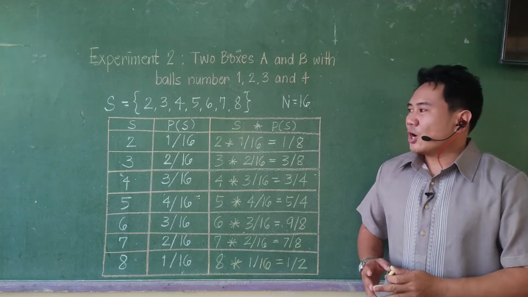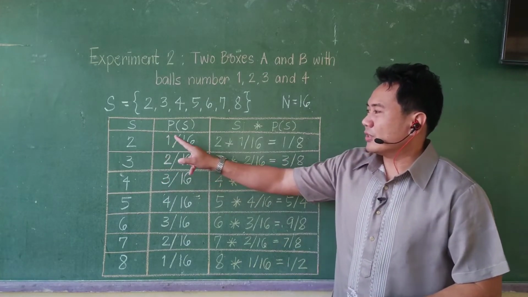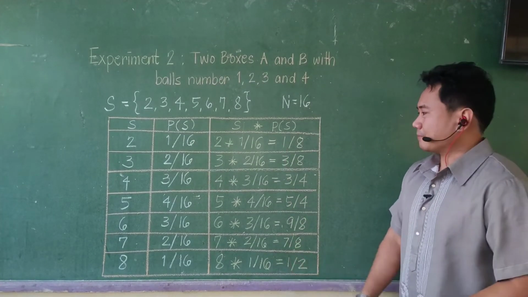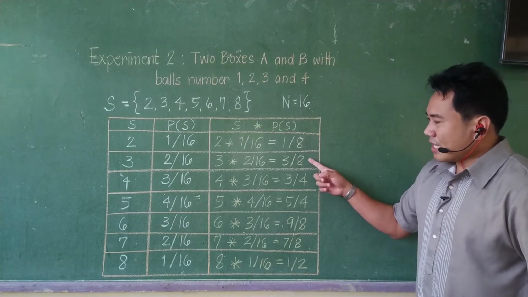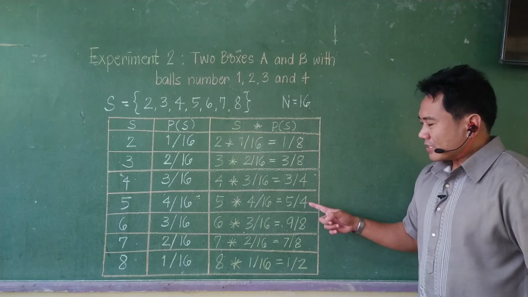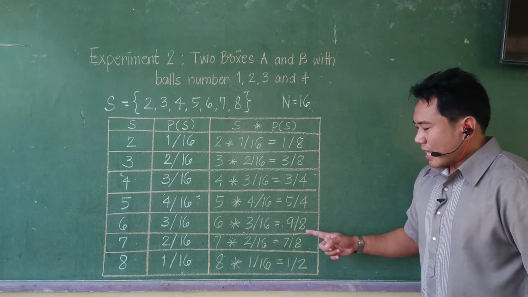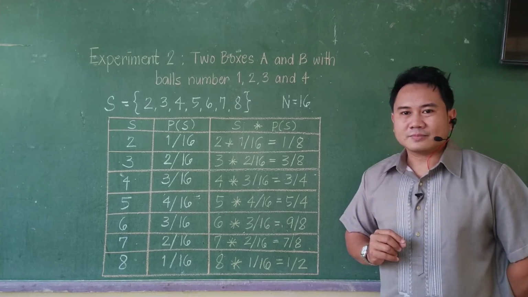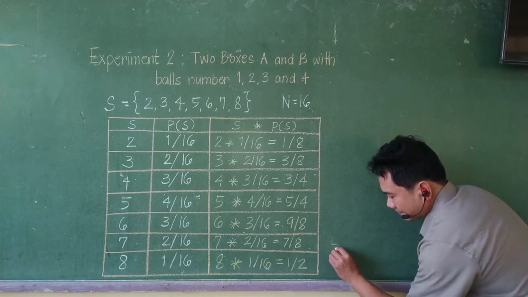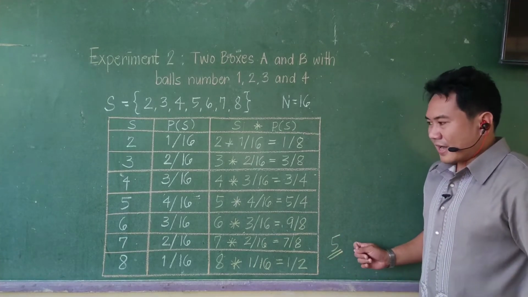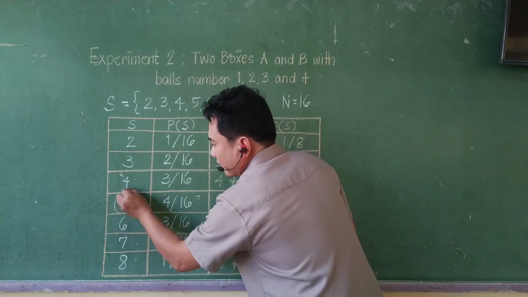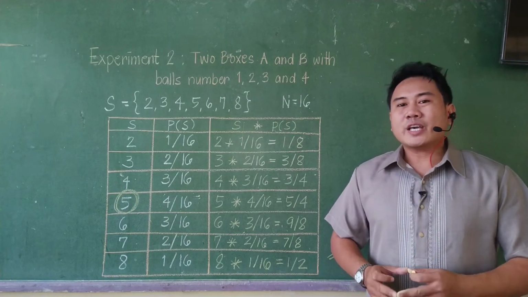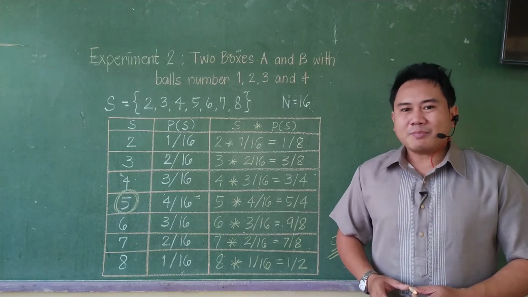After we multiply all our possible values with their corresponding probabilities, we are going to add all the products. 1/8 plus 3/8 plus 3/4 plus 5/4 plus 9/8 plus 7/8 plus 1/2 equals 5. 5 here is located here. 5 is the average or the expected value of this probability distribution.